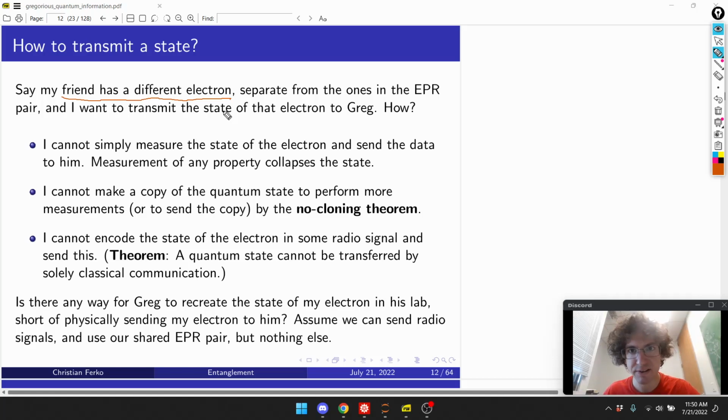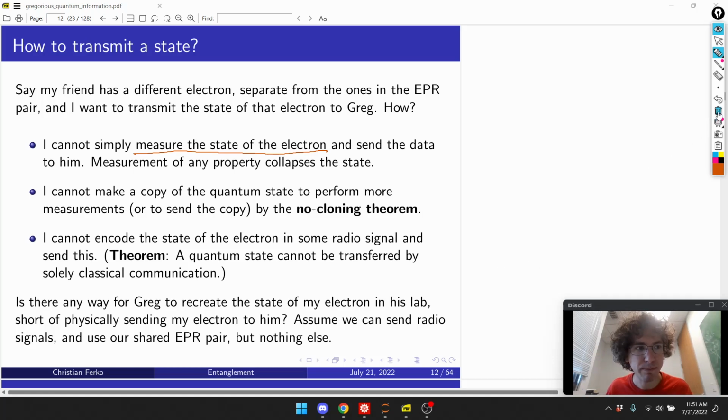Well, the first few ideas that might come to mind will fail. So as we'll see, you might first think, well, okay, just measure the electron very carefully, write down a set of numbers that tell you the state that it's in, and then send a radio signal to Greg so he has those numbers. I can't do that, because if I measure the state of the electron, I measure one property of it, that collapses the state. So I can't do a sequence of measurements to get all of the numbers I need to specify the state and then send those to Greg. It just doesn't work. That's not how quantum mechanics works.